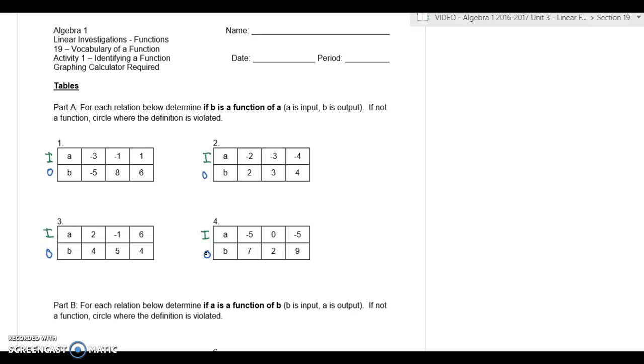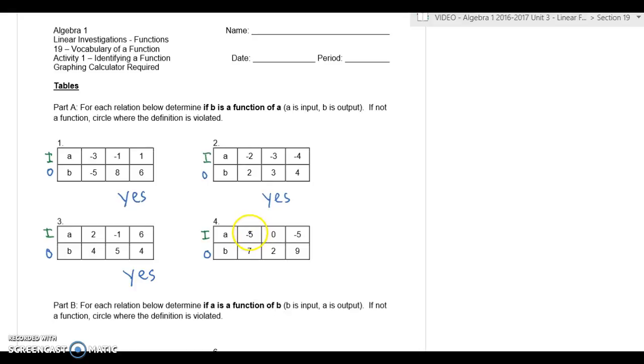So in number 1, we're looking for inputs of -3, -1, and 1. I don't see any repeats there, so I'm going to identify that that is likely a function. In number 2, same thing, -2, -3, -4, different inputs, so yes. Number 3, 2, -1, and 6, different outputs. Same output, different inputs, but the same output. That's okay, because 2 definitely goes to 4, 6 definitely goes to 4. So that, again, is predictable.